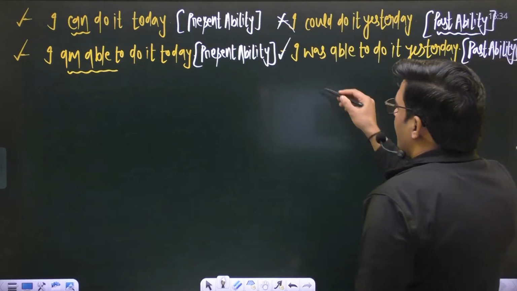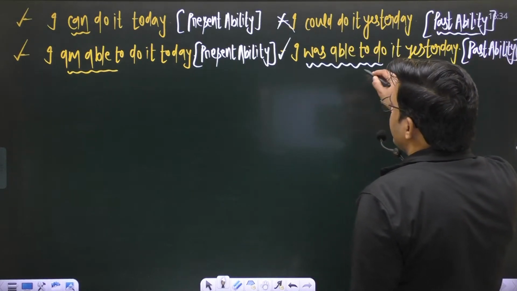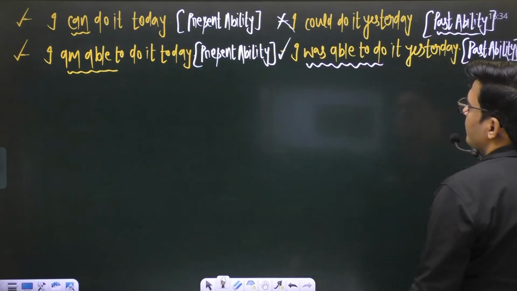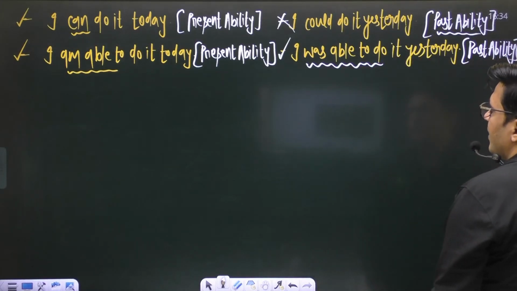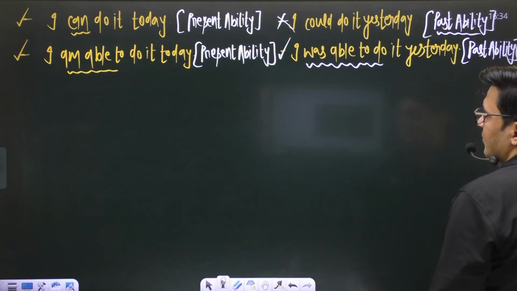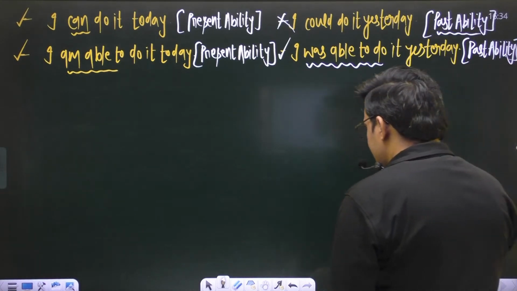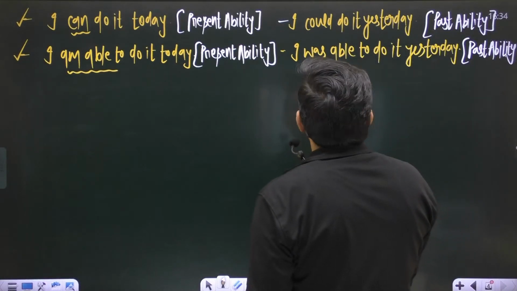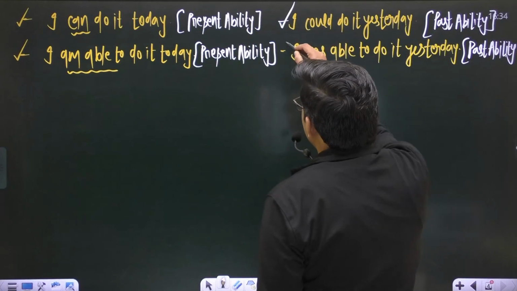Whenever you talk about past ability, in past ability we use what? Was able to. I was able to do it yesterday. Was able to, not. Initially it was right. This is right to say, this is wrong.